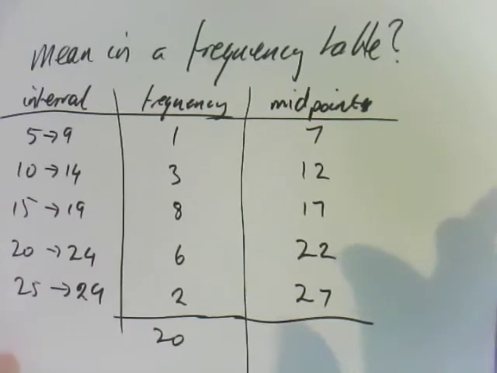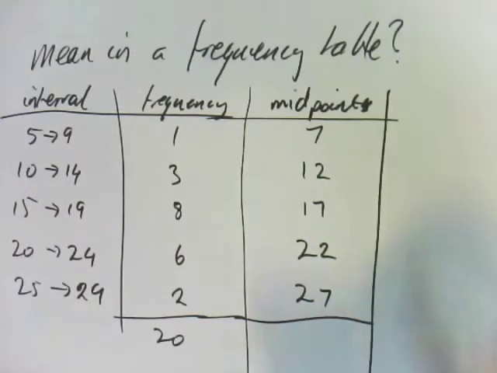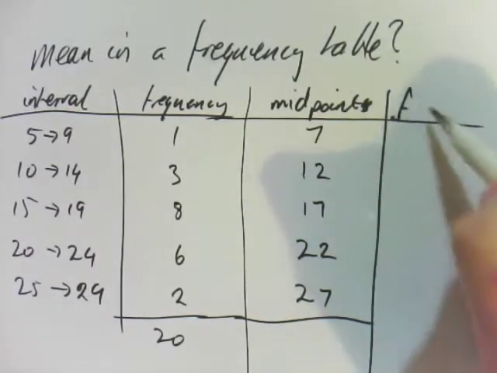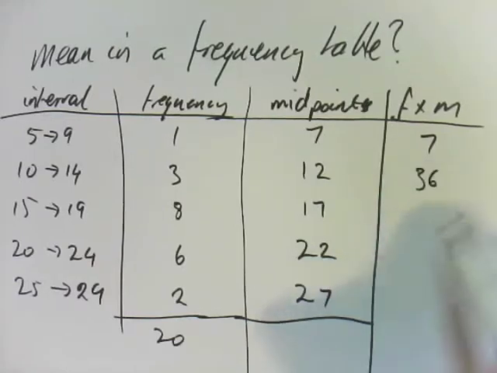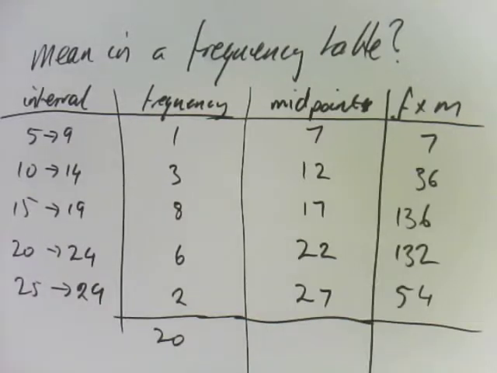Once you have that, you then add another column where you do frequency times by the midpoint. So you do 1 times 7 is 7, 3 times 12 is 36, 8 times 17, and so forth. I'll fill this in, then I'll be back. Okay, so I'm back and I've filled in the frequency times by the midpoint. You then need to add all of them together. So I'll do that and then I'll be back.